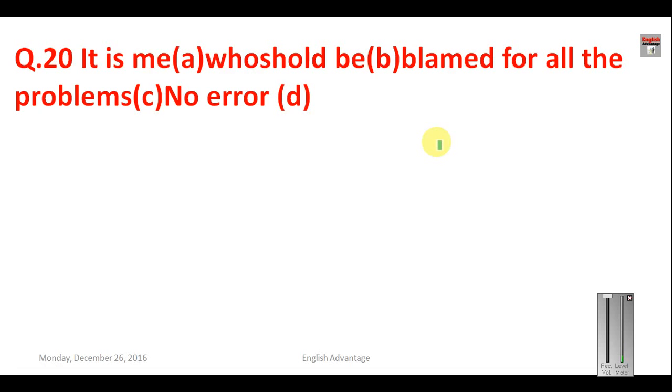Question number 20, it is me who should be blamed for all the problems. Now these kinds of questions, this is a very important question. In place of this "me" you have to say "I", because "is", "am", "are" are followed by the subjective case of the pronoun. So here your answer will be A.